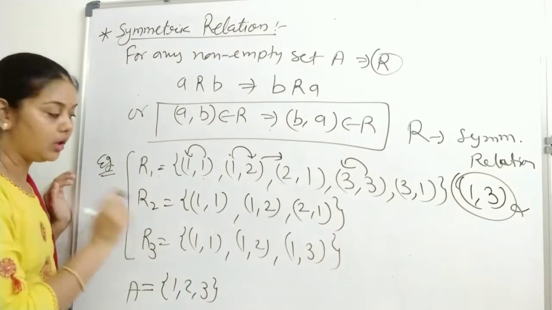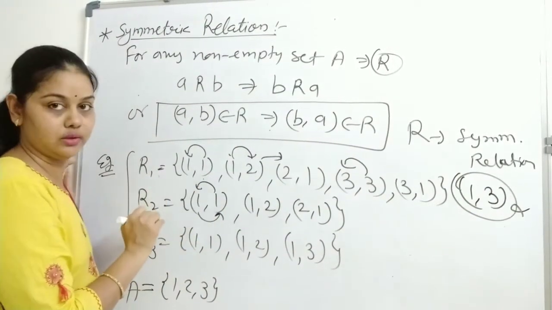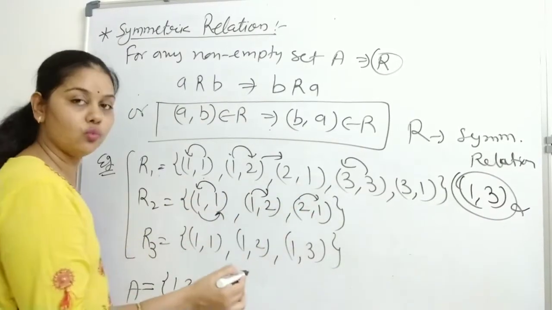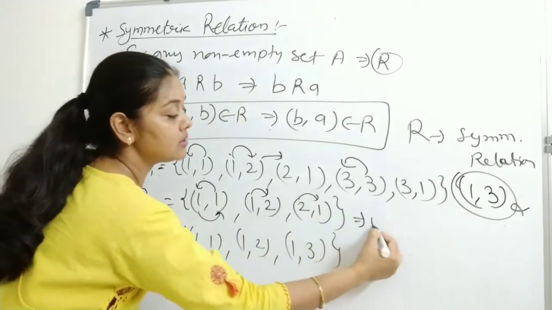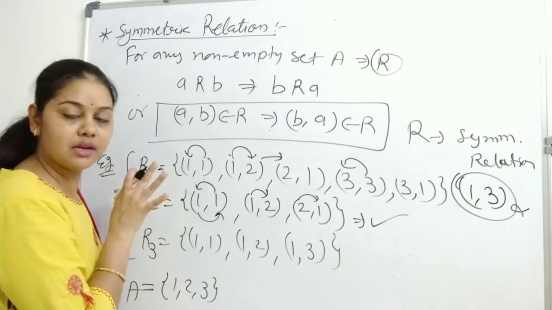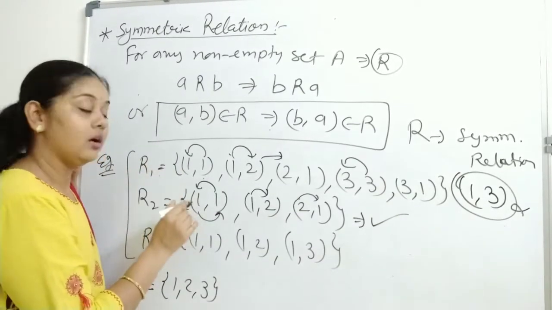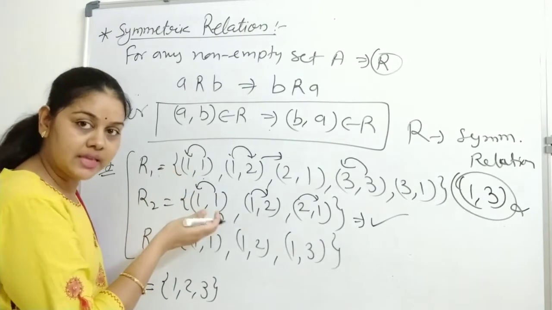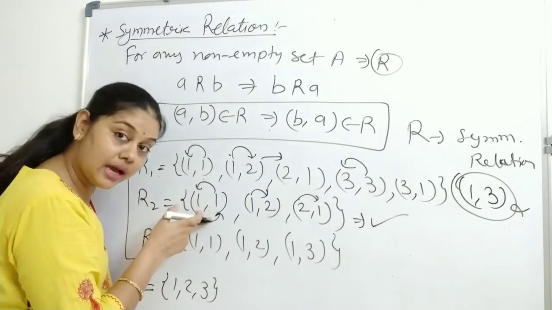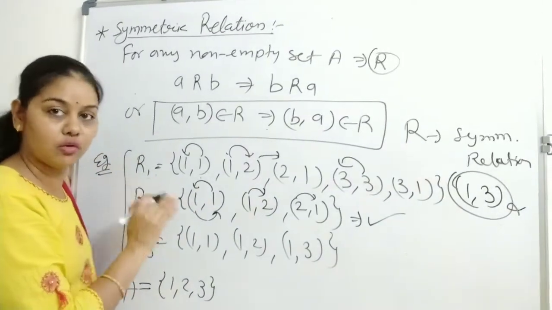In R2, look here: 1 is related with 1. Again 1 is related with 2 and 2 is related with 1. That's why this is a symmetric relation, because whichever ordered pairs are in this relation, the first element is related with the second, which implies that the second element is again related with the first element. So this is a symmetric relation.